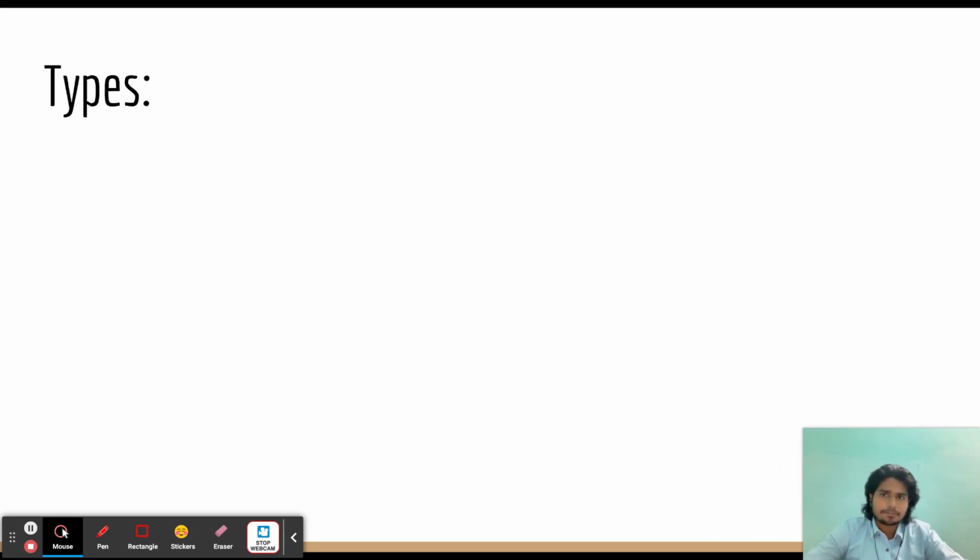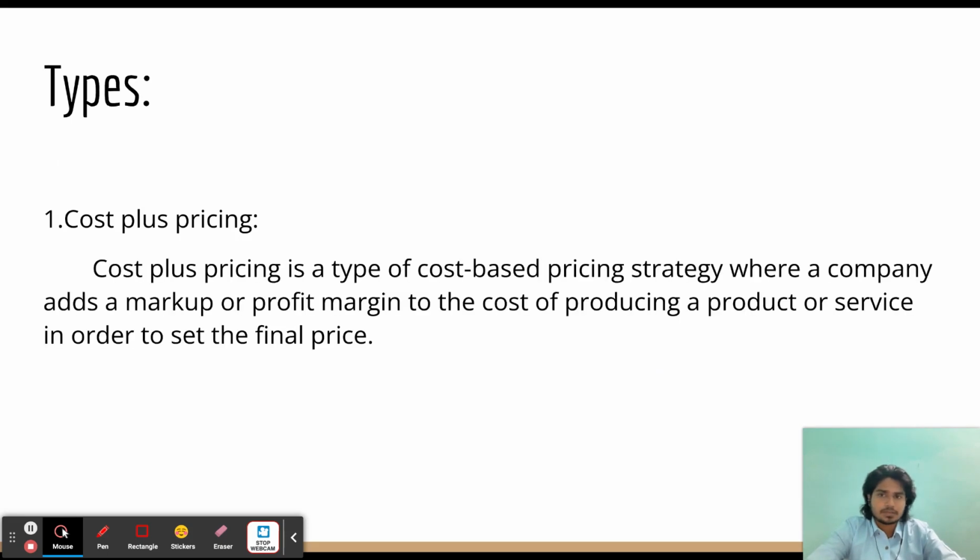Now there are a few types in this type of strategy. Let's look into it. The first type is called cost-plus pricing. It's a pretty straightforward pricing strategy. In this type, you add a markup or profit margin to the cost. Like I said, you just add a little bit more to the cost price and arrive at a selling price, which gives you a net profit.